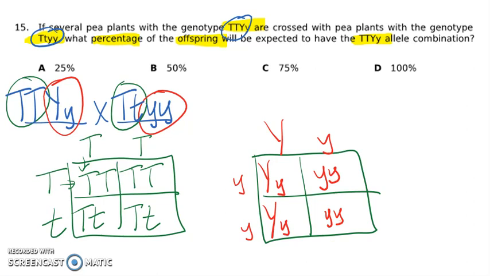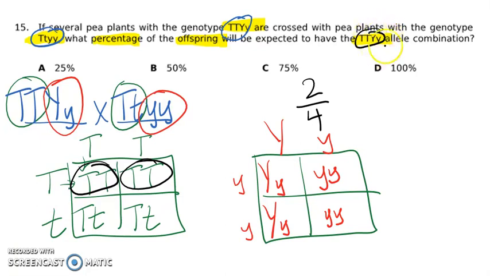So now that we have all of that done, we need to go through and answer the final question, which is what percentage of the offspring will be expected to have this genotype: homozygous dominant T's and heterozygous Ys. So we're going to do the T's first. You circle any of the offspring that are homozygous dominant for the T's. Here's one, here's another one, and we're going to write that fraction without reducing it.